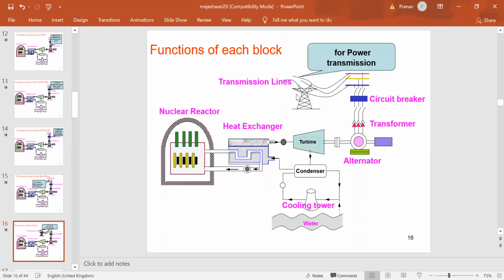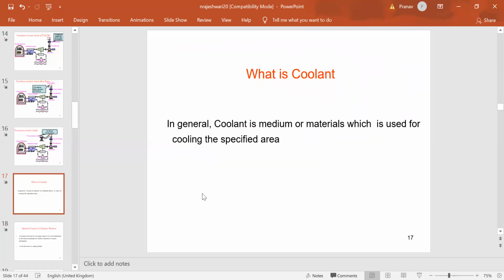And the next one is transmission lines. These are used for power transmission from generating stations to the consumer premises. And coming to coolant, what is a coolant? In general, the coolant is a medium or material which is used for cooling the specified area. That is, the exhaust steam is cooled in these cooling towers, and in the nuclear reactor, coolant is used for cooling the specified area.